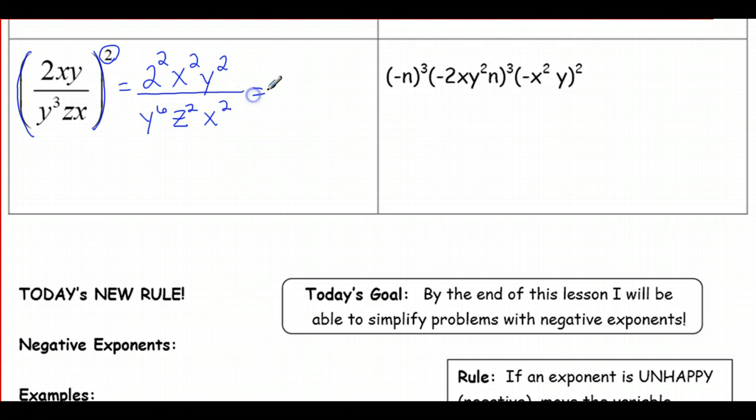The next thing I'm going to go ahead and do is simplify my 2 squared and make that a 4. And then I'm going to look at my x's. I have an x squared here and an x squared here, and those are the same, so they cancel.